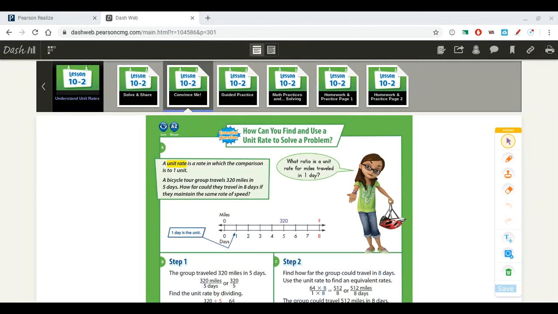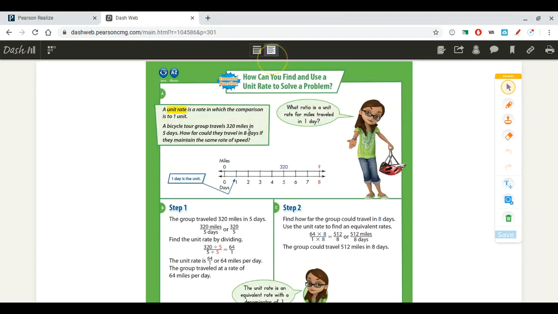Rate in which the comparison is to 1 unit. So again, we get one of the values to 1. A bicycle tour group travels 320 miles in 5 days. How far could they travel in 8 days if they maintain the same rate of speed?